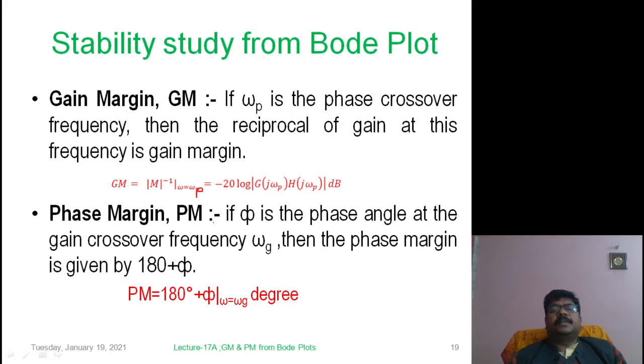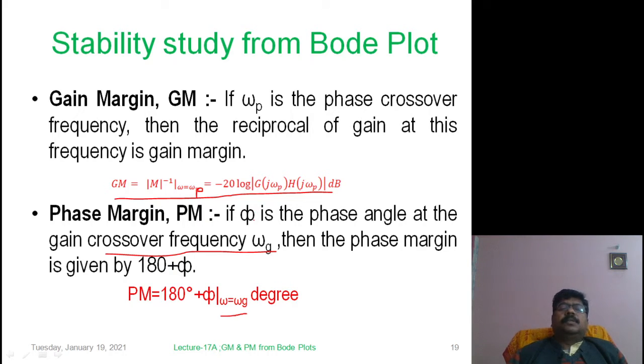While the phase margin is based on the angle phi at the gain crossover frequency, and the phase margin formula is 180 degrees plus phi at omega g, in degrees. These are the two important formulas that you have to remember to find the gain margin and phase margin. Now from an example, it will be very easy to understand the gain margin and phase margin.